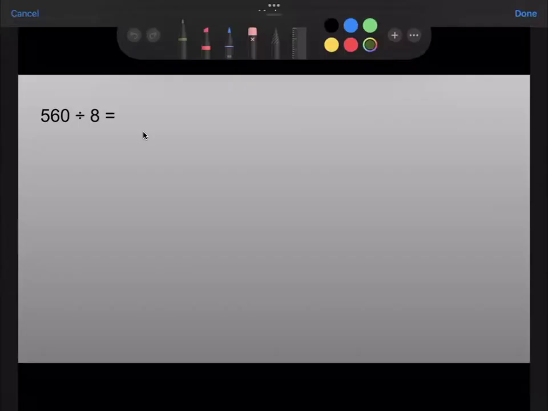Okay, here is our first one that we're going to do. We're going to do 560 divided by 8. And there is a trick to this that's going to make it a little bit easier. What we want to do is first focus on the numbers that are not zeros in our problem. So I'm going to rewrite it over here. I'm going to write 560 divided by 8.